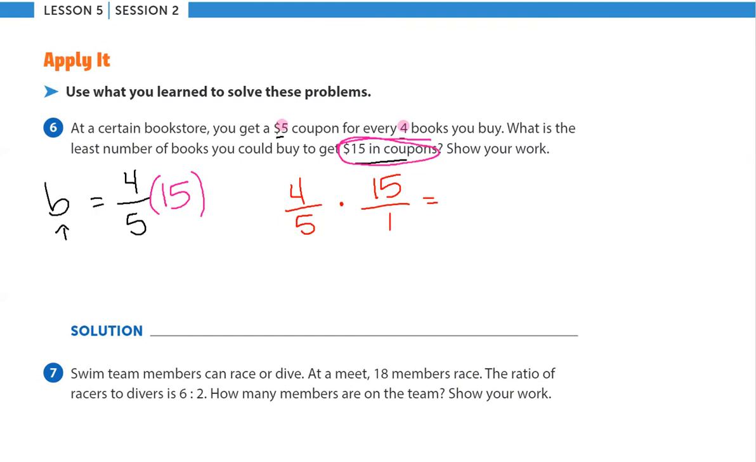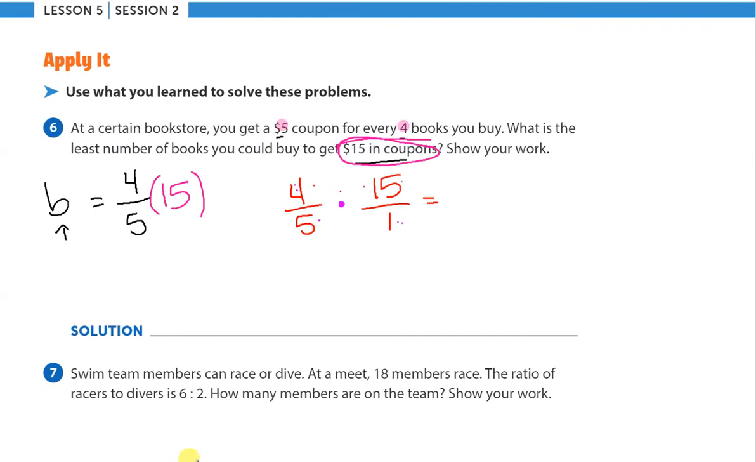Okay, we're going to back up here. You can just multiply across. You can do 4 times 15 is 60. 5 times 1 is 5. You can do that. That's totally fine. I'm going to back up here for a second. I'm going to cross reduce, which you may do if you like. So only when you are multiplying fractions can you reduce across before you actually solve the problem. So I can't reduce 4 and 1, but I can reduce 5 and 15.